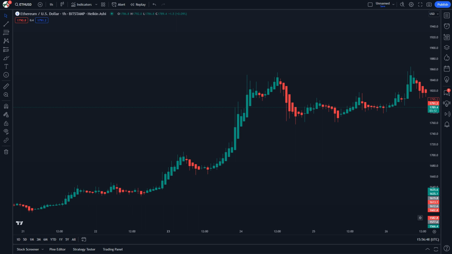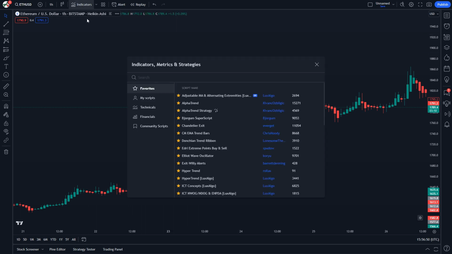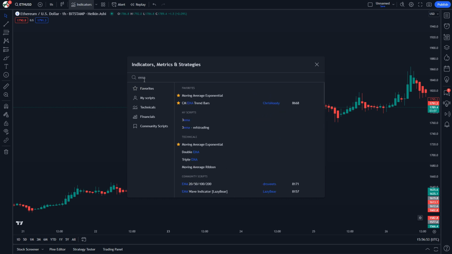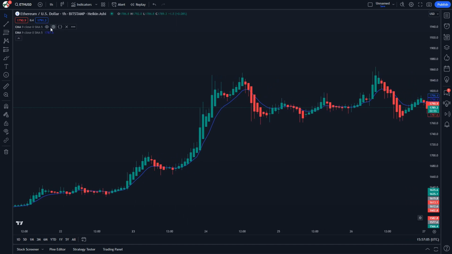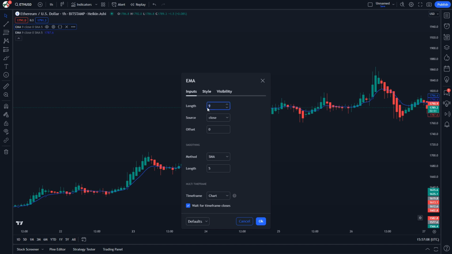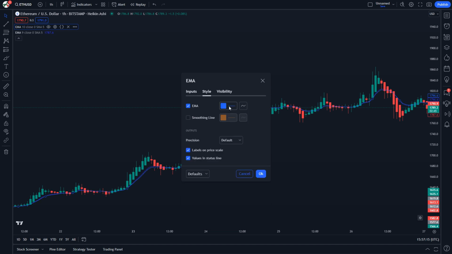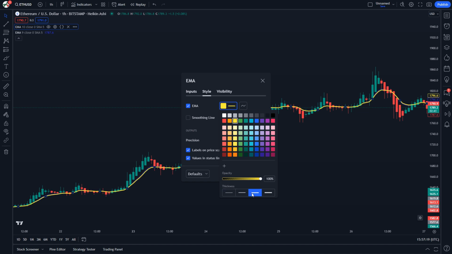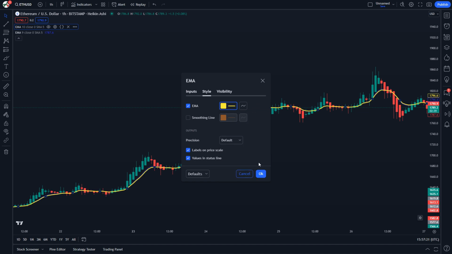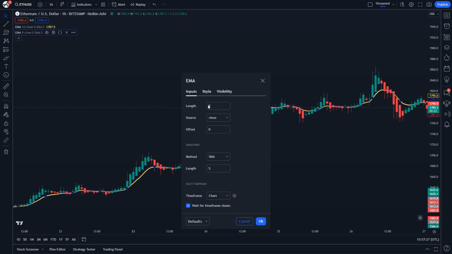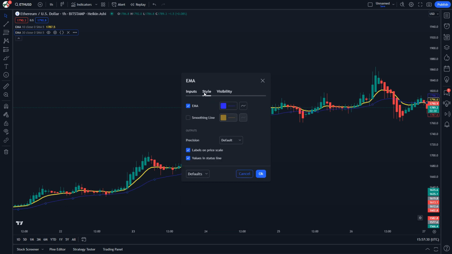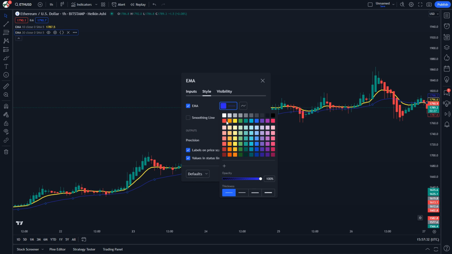Now let's add the 10 and 30 exponential moving averages. Click on Indicators and type EMA in the search box. Click 2 times. Then make some changes in the settings. For the first EMA, in the input option change the length to 10. In the style select yellow color and thickness as you like. For the second EMA, in the input option change the length to 30. In the style select red color and thickness as you like.